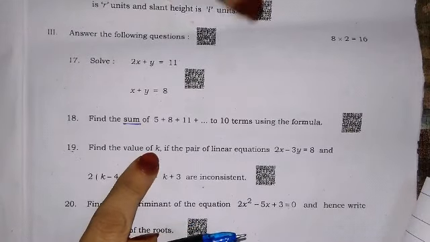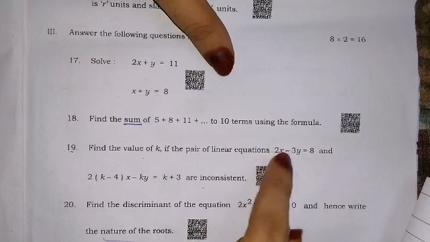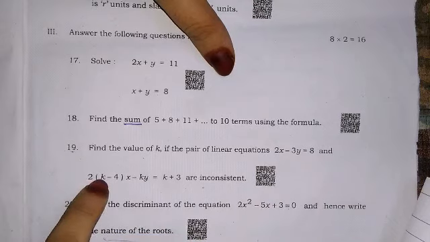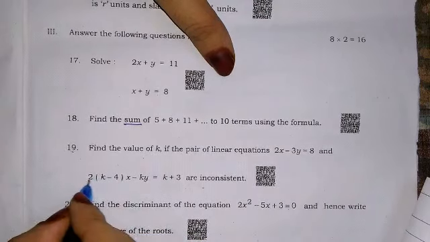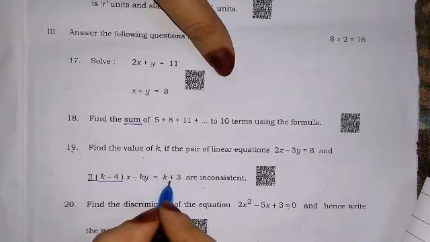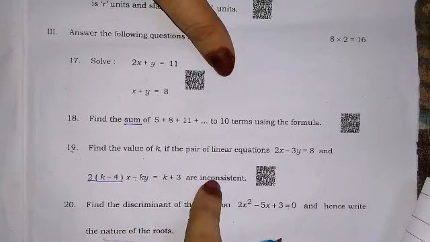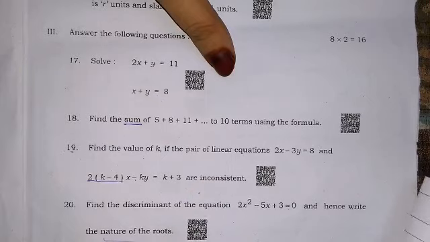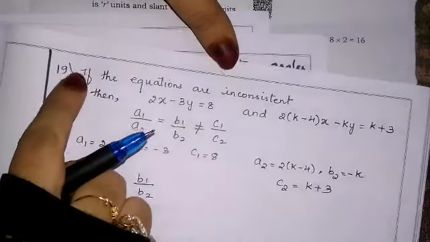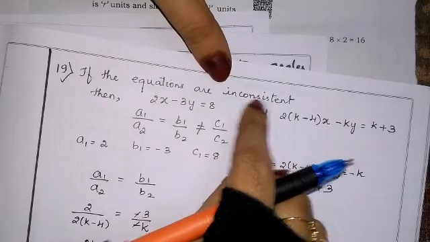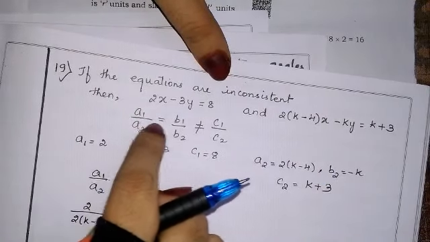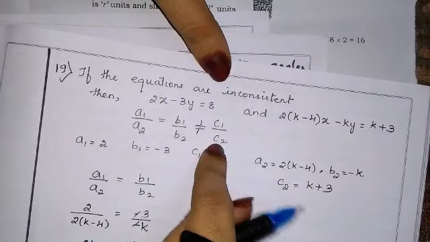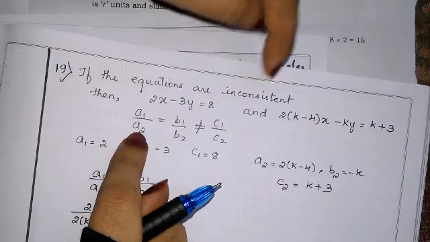Find the value of k. If the pair of linear equations 2x minus 3y is equals to 8 and 2 into k minus 4x, this is one term, minus ky is equals to k plus 3 are inconsistent. Now we should know the condition. When the equations are inconsistent, what we are going to get. So I have solved here. If the equations are inconsistent, then a1 upon a2 is equal to b1 upon b2 but not equal to c1 upon c2. This is the condition for the equation when it is inconsistent.